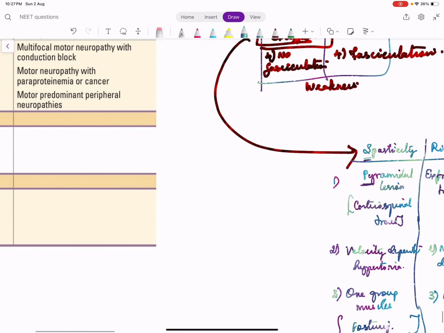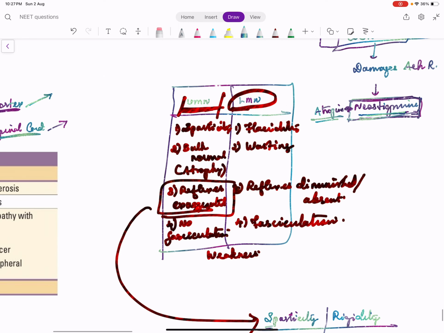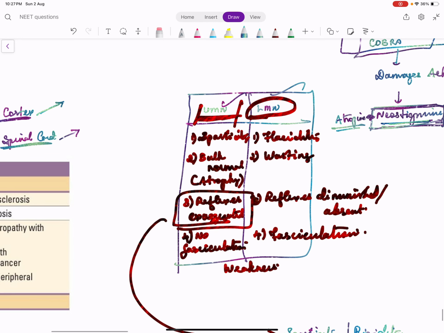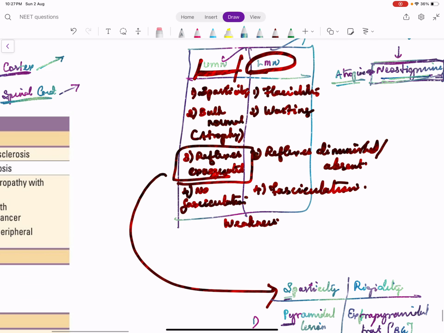So just for a correlation here, why we started this discussion is for motor neuron disease. So we have UMN lesion and LMN lesion. UMN features have spasticity, right? So the increased tone in UMN lesion is actually spasticity. Thus there is flaccidity in LMN lesion. For that only I wanted to discuss.